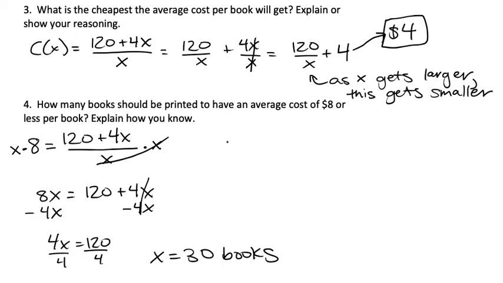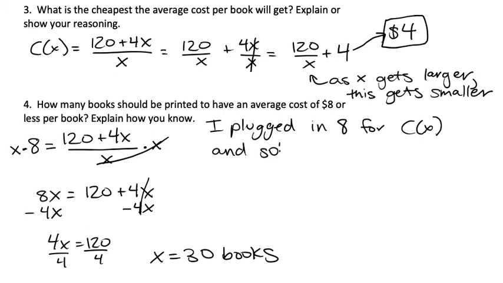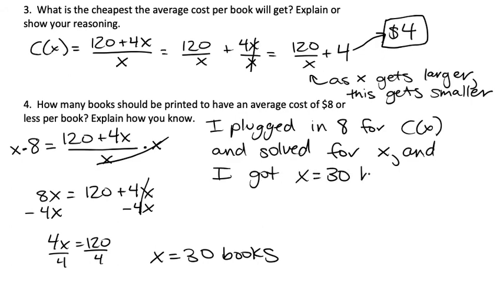So in terms of explaining how I know, I plugged in 8 for C of x and solved for x, and I got x equals 30 books.